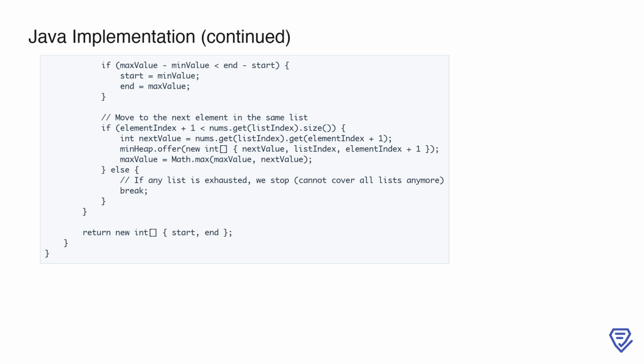Finally, once the loop ends, we return the smallest range as an array containing start and end. This ensures we've efficiently found the smallest range covering at least one number from each list using the properties of the min heap and careful tracking of the maximum value in the current window.